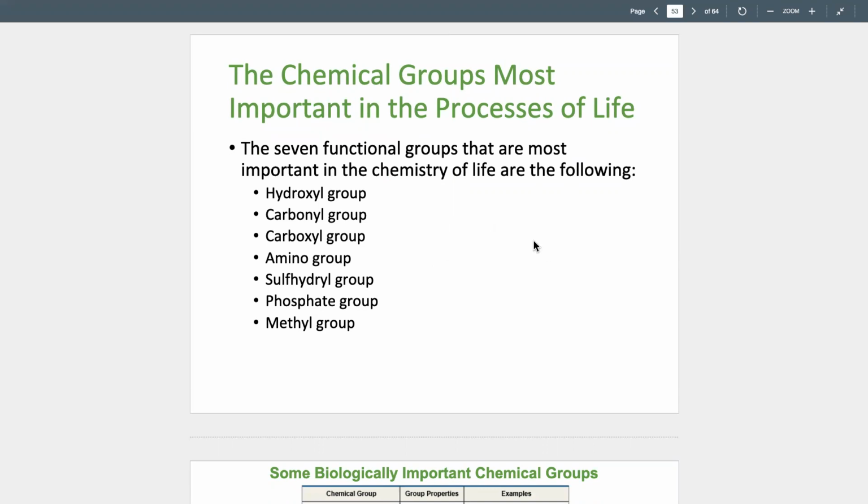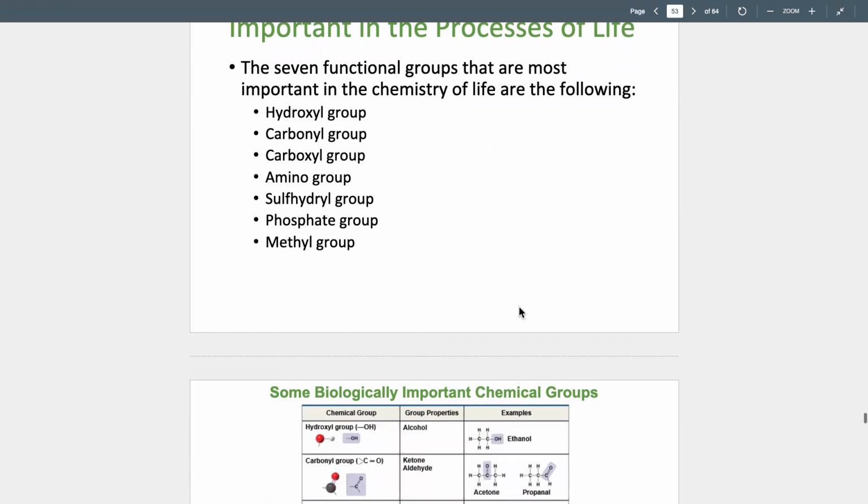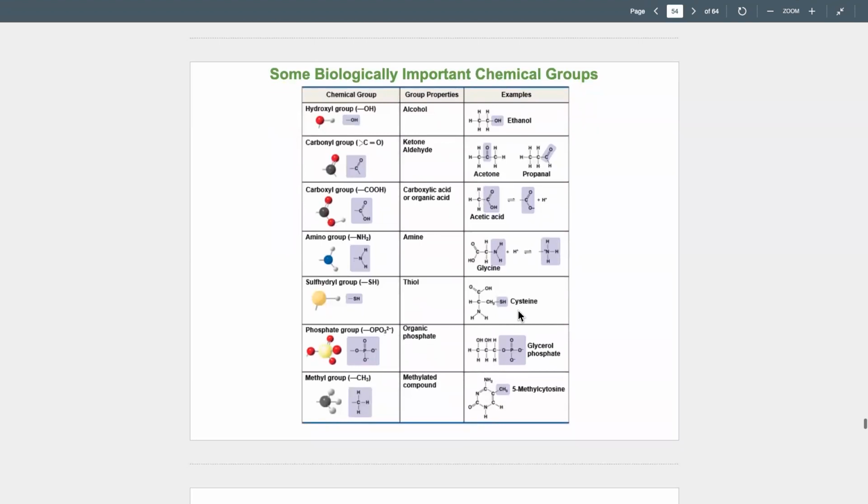A sulfhydryl group is sulfur bound to hydrogen. Phosphate is obviously a phosphate group, it just has the P bound to oxygen. Methyl is going to be a carbon bound to 4 hydrogens. So these are very, very important. And then here are their structures. So let's look at this.